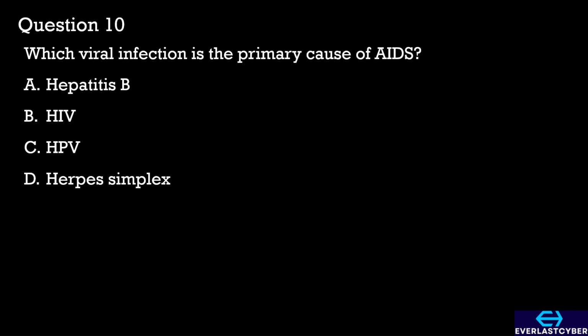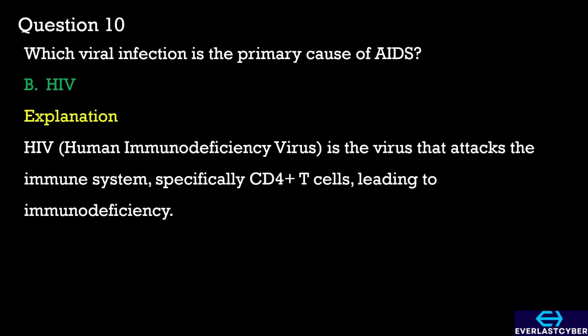Now, AIDS, which is the acquired immunodeficiency syndrome, is the advanced stage of the HIV infection, and it is characterized by severe immune suppression and even opportunistic infections. HPV, which is the human papillomavirus, causes genital warts and cervical cancer, but not AIDS. Herpes simplex causes cold sores or genital herpes, but it doesn't cause AIDS. So the viral infection that is the primary cause of AIDS is option B. That is the human immunodeficiency virus or HIV.